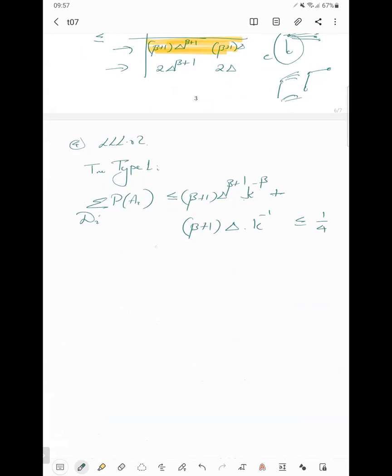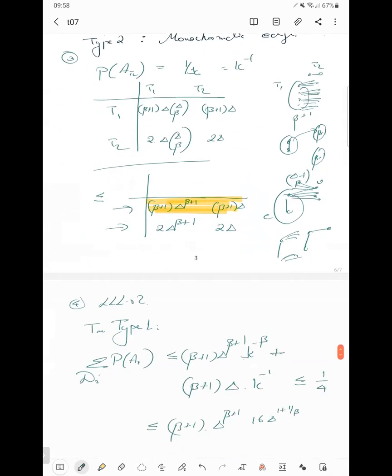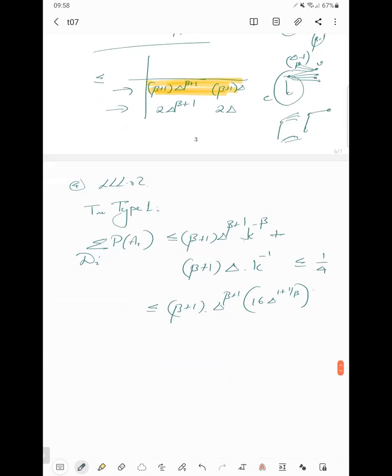Yeah, I had one, but I forgot. It was 1 week earlier, right? Delta k, beta plus 1 delta to the power beta plus 1. This is 16 delta to the 1 plus 1 by beta. Yeah. And this whole to the power minus beta.